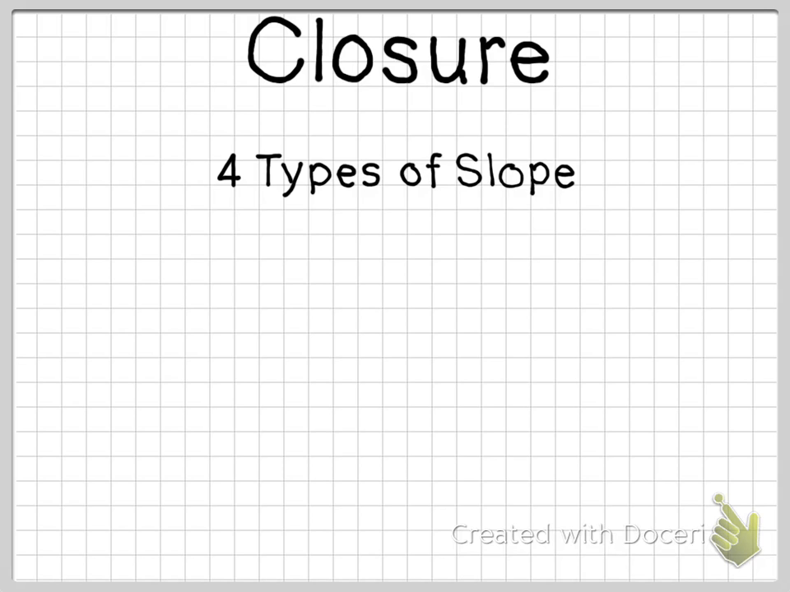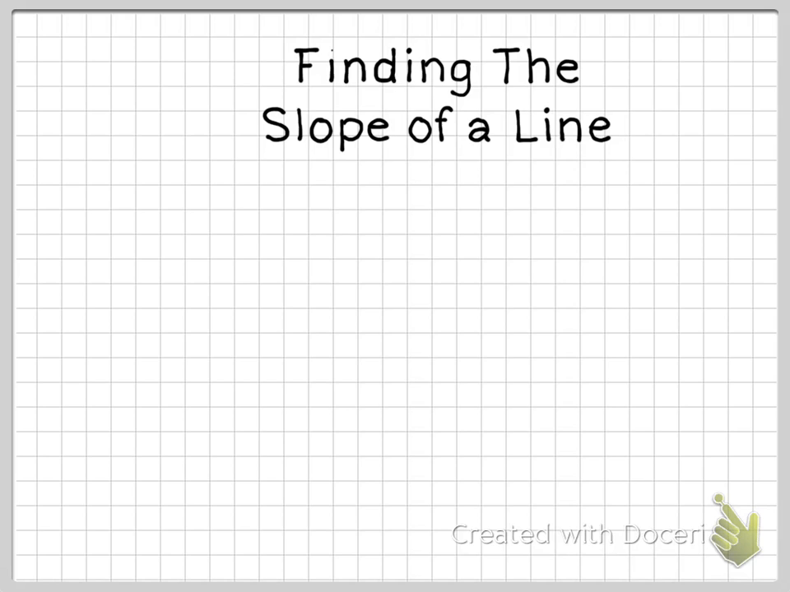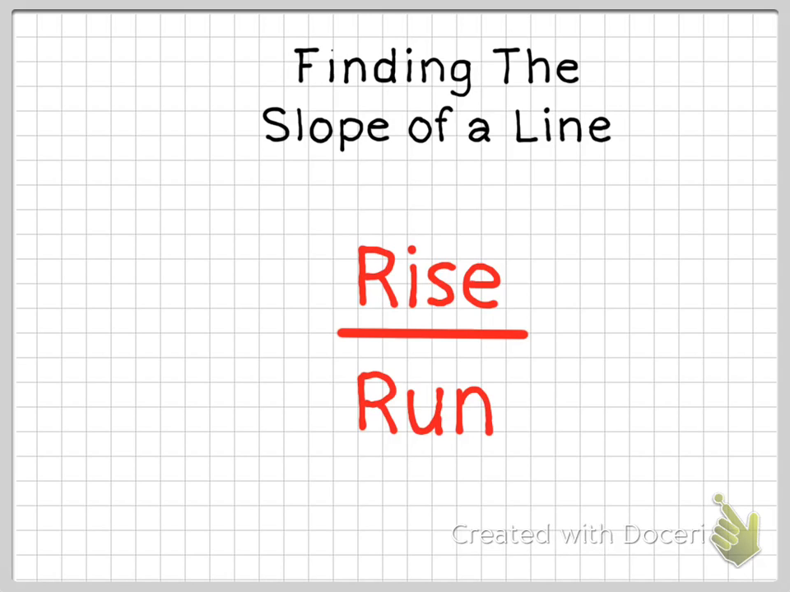And hopefully you remembered all 4 kinds. So the first kind is positive. The next type is negative. Then we have the slope of none or 0, no slope. And the last type is undefined. And lastly, we also discussed how to find the slope of a line. And that can be done using a formula. And that formula is, if you said rise over run, you are absolutely correct.